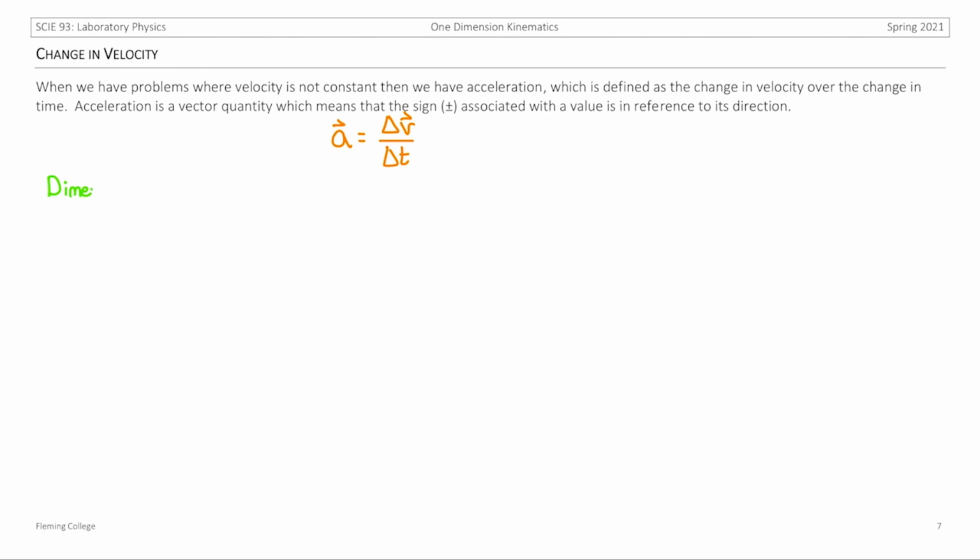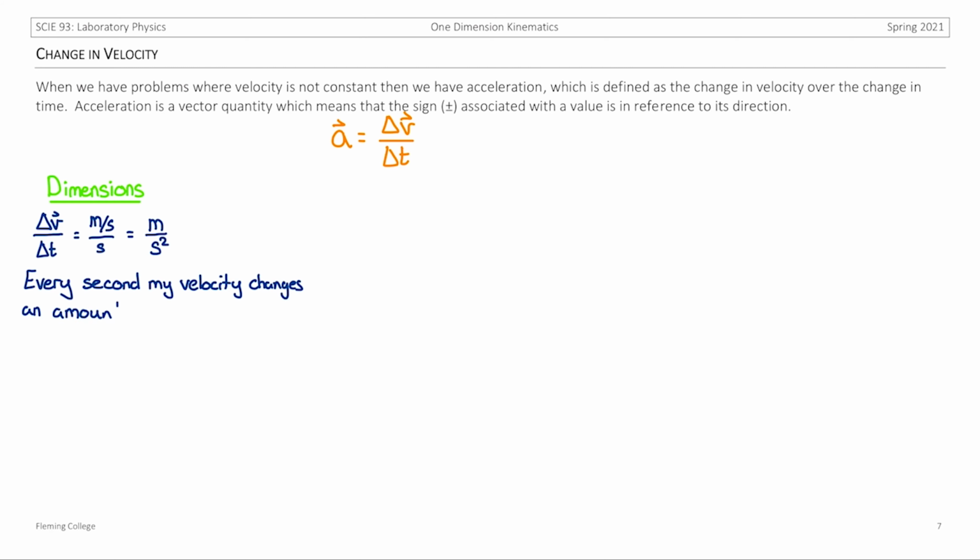Let's look at the dimensions, the units of acceleration. It's calculated using delta v over delta t, which means it's giving us units of meters per second divided by seconds again. When we simplify that, it means we have meters per second squared. What this is trying to tell us is that every second, my velocity changes by a given meters per second. We read this off as meters per second squared. It's effectively meters per second per second, but meters per second squared is the preferred way of reading it.